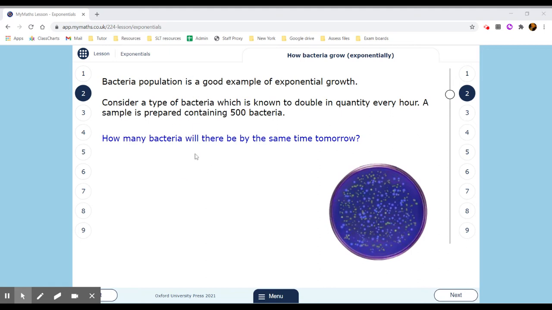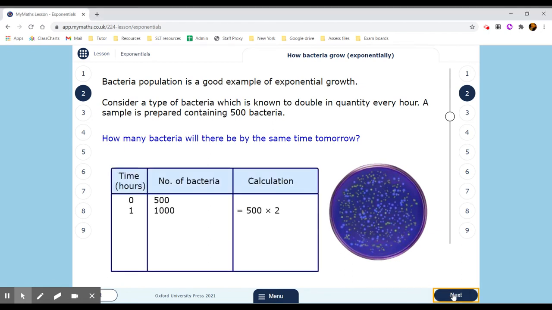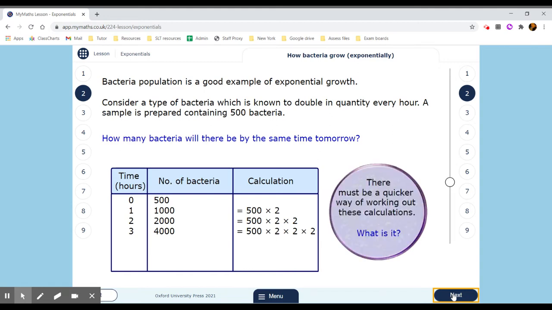So if we just think about this criteria at the moment, if we have a bacteria which is known to double in quantity every hour, a sample is being prepared containing 500 bacteria, and we want to know how much there'll be in the same time tomorrow, so 24 hours later. At the start of time, there are just the 500 bacteria. In 1 hour's time, it's doubled, so we'd end up with 1,000. In 2 hours' time, that will double to give us 2,000, and then so on for 3 hours. And you can see the pattern.